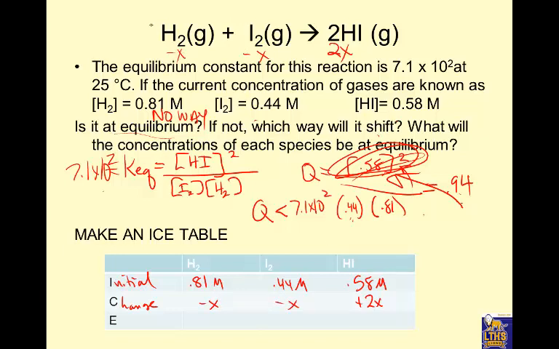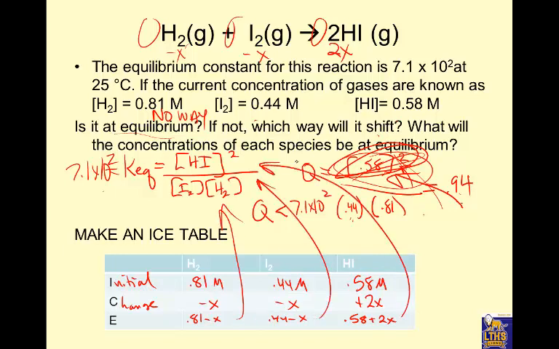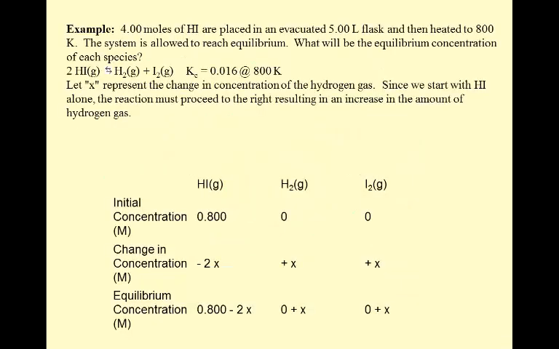Why am I calling these minus x's? Because the coefficients are 1, 1, and 2. So if some of this goes away, you're going to get 2x of that. So the change has to be some of these go away, and we get some of that to make the top number bigger. So at equilibrium, we're going to have 0.81 minus x for the amount of hydrogen, 0.44 minus x for the amount of iodine, and 0.58 plus 2x for the amount of hydrogen iodide. Because then what you can do is plug these into here and solve.